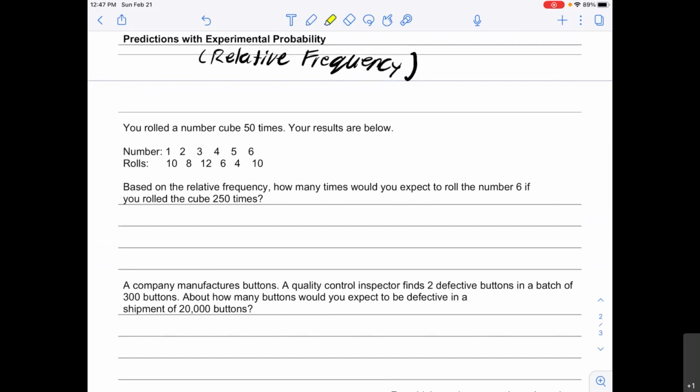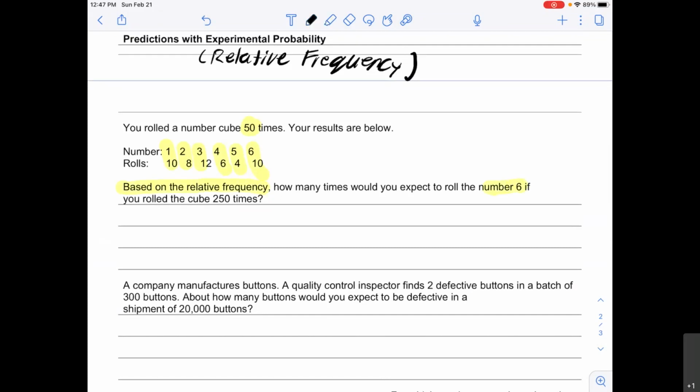So you rolled a number cube 50 times. Your results are below. We have each number and how many times it was rolled. Based on the relative frequency, how many times would you expect to roll the number 6 if you rolled the number cube 250 times? Now, it's really important here that we see that this is based on the relative frequency. If this had said based on theoretical probability, I would find the theoretical probability of rolling the number 6. The theoretical probability is just 1 over 6. But that's not what it asks us to do. It asks us to use the relative frequency.